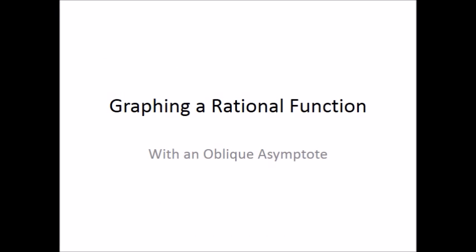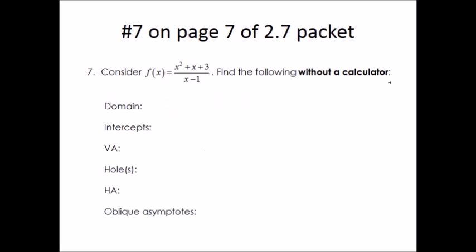Welcome to my lesson on graphing a rational function that has an oblique asymptote. In this lesson, I'll walk you through graphing the rational function f of x equals x squared plus x plus 3 over x minus 1, which is problem number 7 on page 7 of your packet for section 2.7. Normally, I'd start by factoring the numerator and denominator, but neither is factorable in this case.